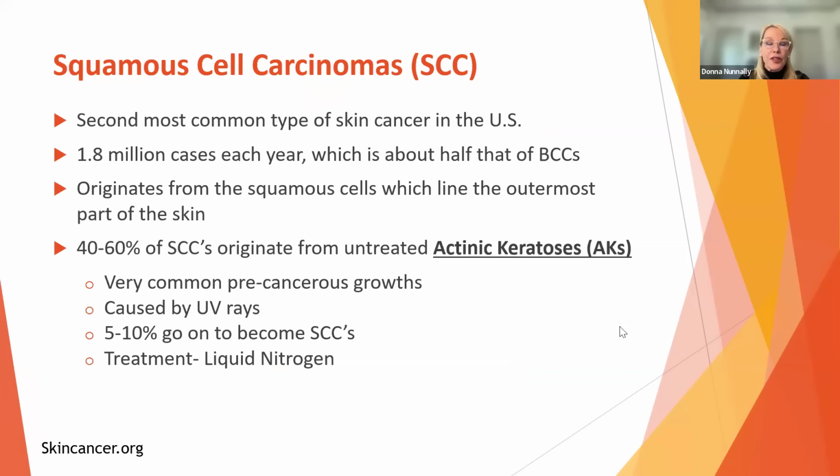40 to 60% of squamous cells originate from untreated actinic keratoses, which are very common precancerous growths that form on the skin. They're caused by ultraviolet rays, so they're found on sun-exposed areas of the body. These are important because 5 to 10% go on to become squamous cells, so it's important to treat them early. They're most frequently treated very easily in the office by freezing them with liquid nitrogen.